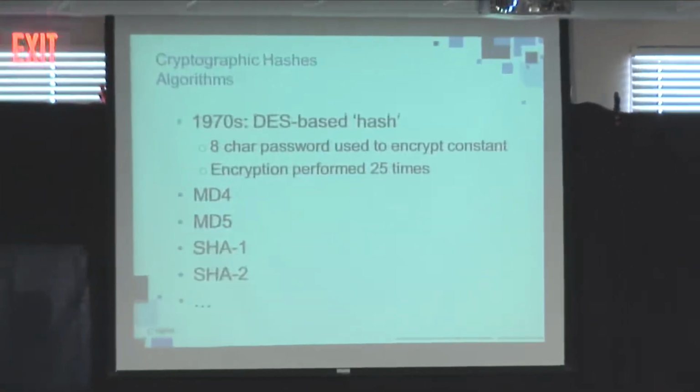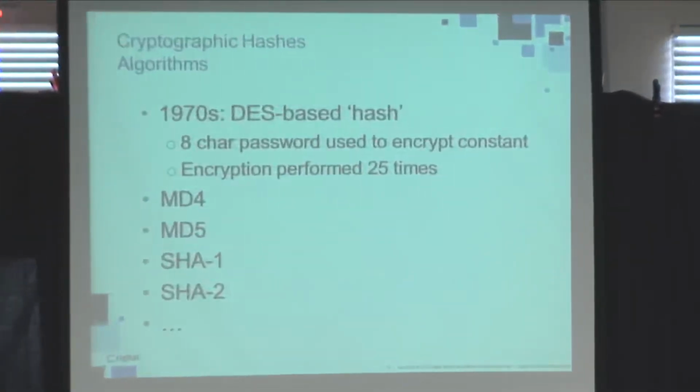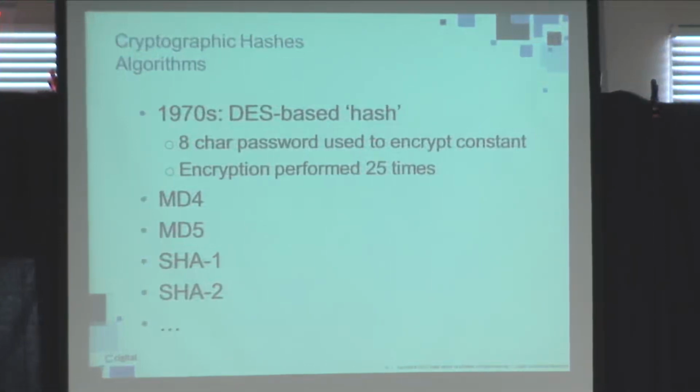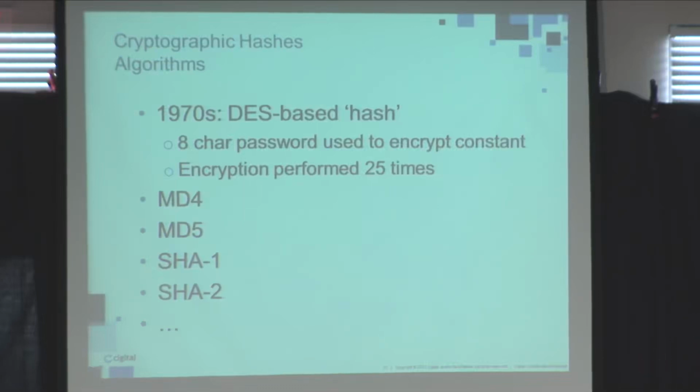In terms of algorithms, back in the 1970s, there was a DES-based hash function that Unix used. Essentially, you would have up to an 8-character password. It would encrypt a constant with that password. It would do the encryption 25 times, and it would store that value. DES is an encryption algorithm, right? So normally we would encrypt the password with a cryptographic key. Anybody know why they chose to encrypt a constant with the password and do the encryption 25 times?